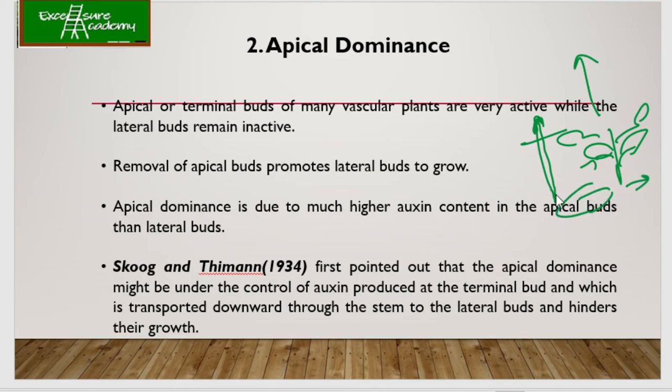Apical dominance is due to much higher auxin content in the apical buds than the lateral buds. When the apical portion is removed, the auxin distribution shifts to the lateral regions, and that's why growth starts spreading in the lateral way. Skoog and Thimann first pointed out that apical dominance might be under the control of auxin produced at the terminal bud, which is transported downward through the stem to the lateral buds and hinders their growth. That's why when you remove the apical portion, growth goes into the lateral portion.